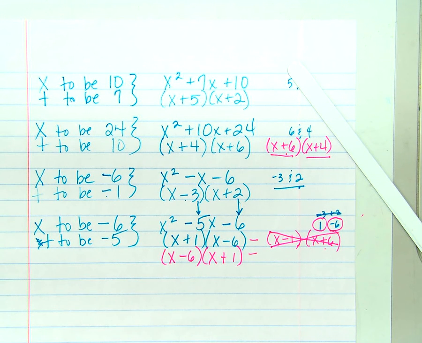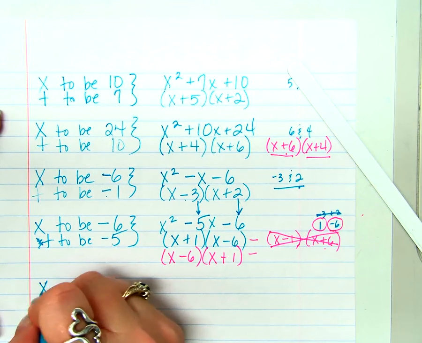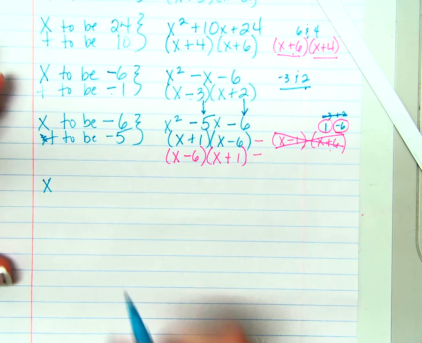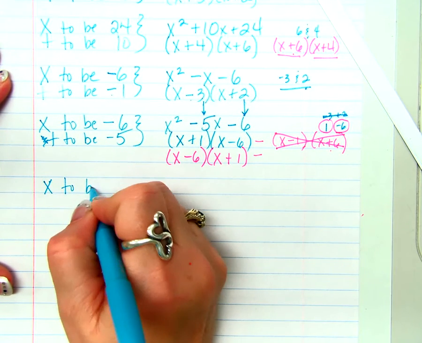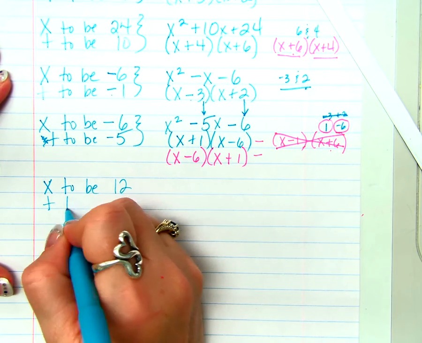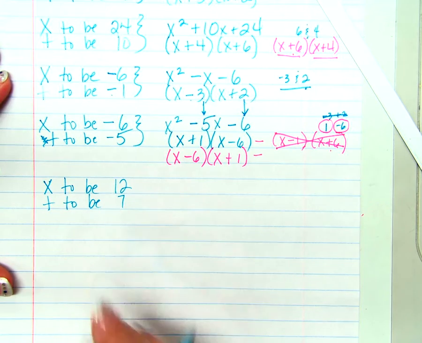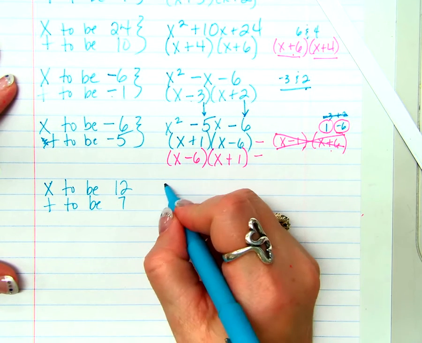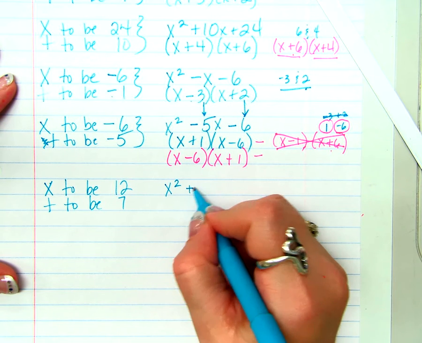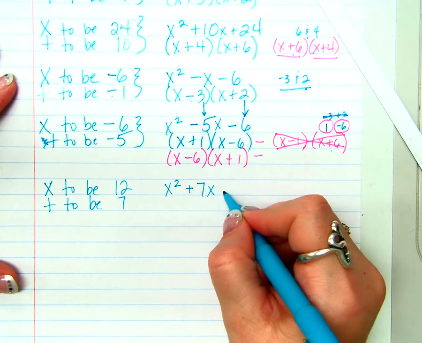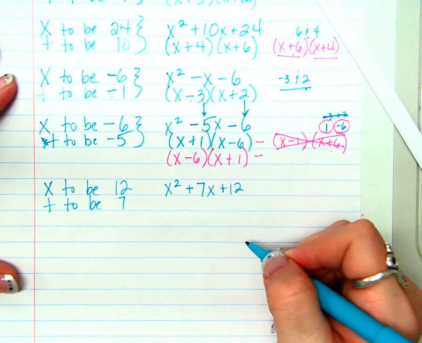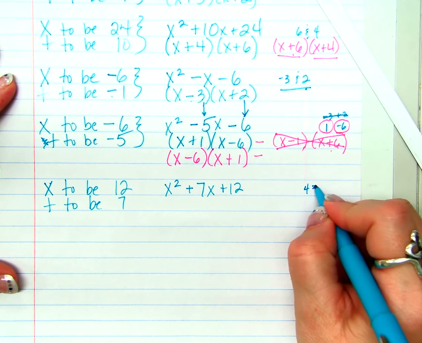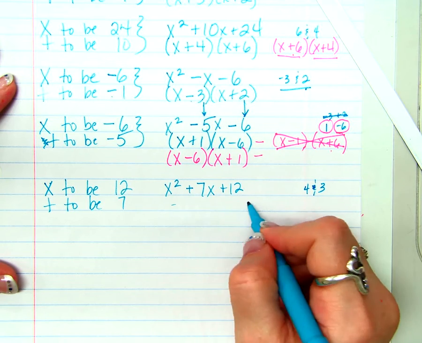All right, one more. Make sure we're good. You want to start with the thinking or with the problem? The thinking: multiplies to be 12, adds to be 7. What's the problem? X squared plus 7x plus 12. 4 and 3. If 4 and 3 are the numbers, what are the factors?